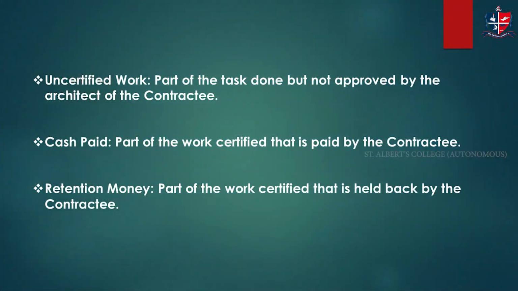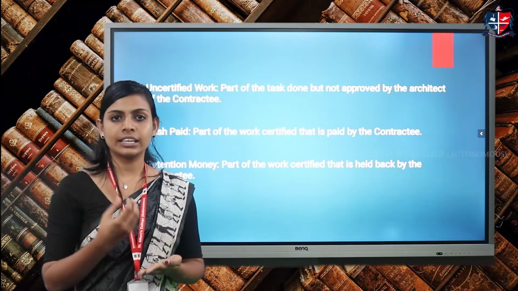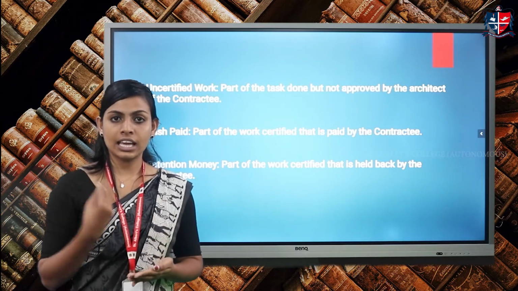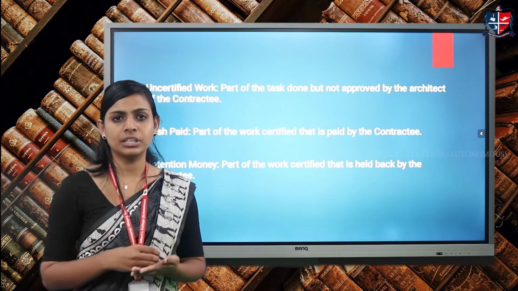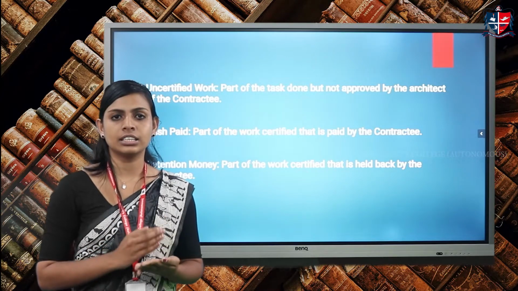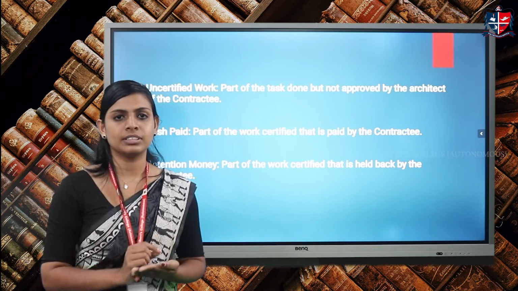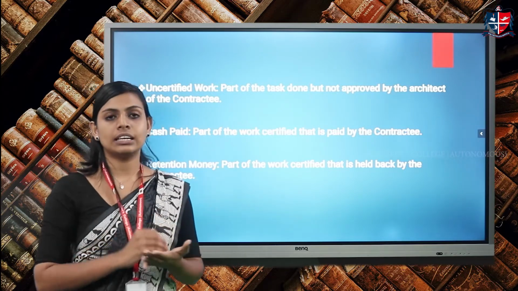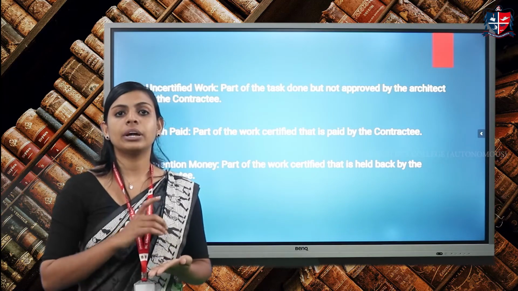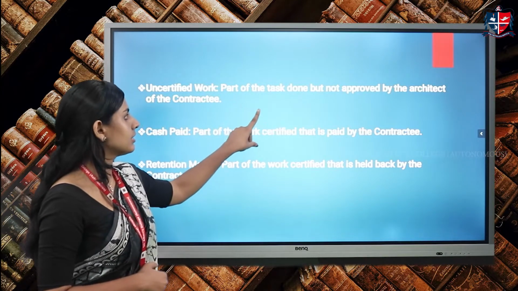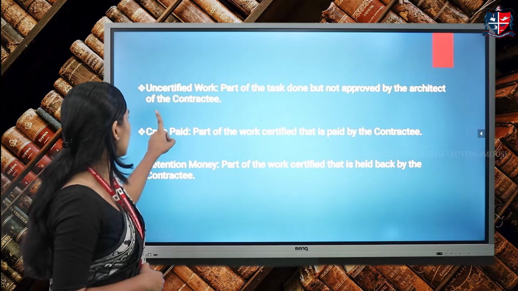Now we'll move to work uncertified. So, in the example quoted just before, if the architect comes to the site and he investigates and finds out that in reality 20% of work has not been completed, they have only completed 15% of work. In such a case, he'll give a certificate of completion of work for 15%, and the remaining part, that is the 5%, will be referred to as uncertified work. That is the part of work which is completed but not yet certified by the architect. So, uncertified work is part of the task done but not approved by the contractee.